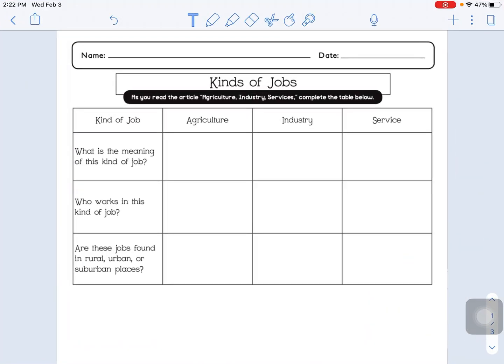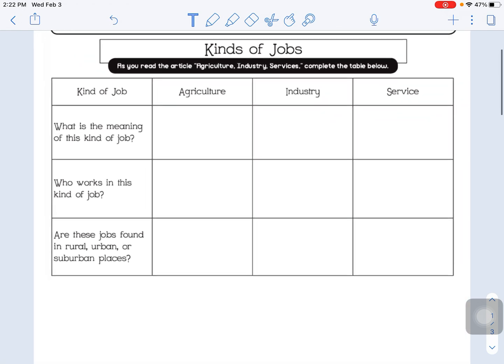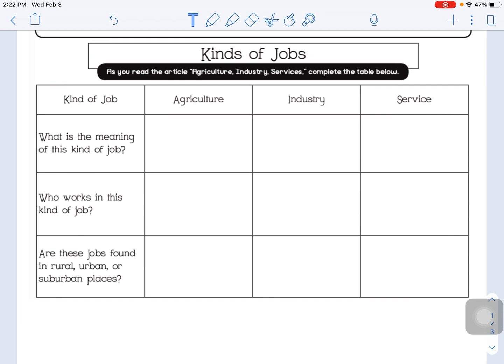When you are done with this video, you are going to be looking at this assignment page here. And you will be filling this out. It's called Kinds of Jobs. So you will go through and fill out the questions here for agriculture, industry, and services. So for example, agriculture. All of your agriculture answers will be right here. You'll answer first, what is the meaning of this kind of job? That's what you're going to answer for agriculture here. So what does it mean if you have a job in agriculture?